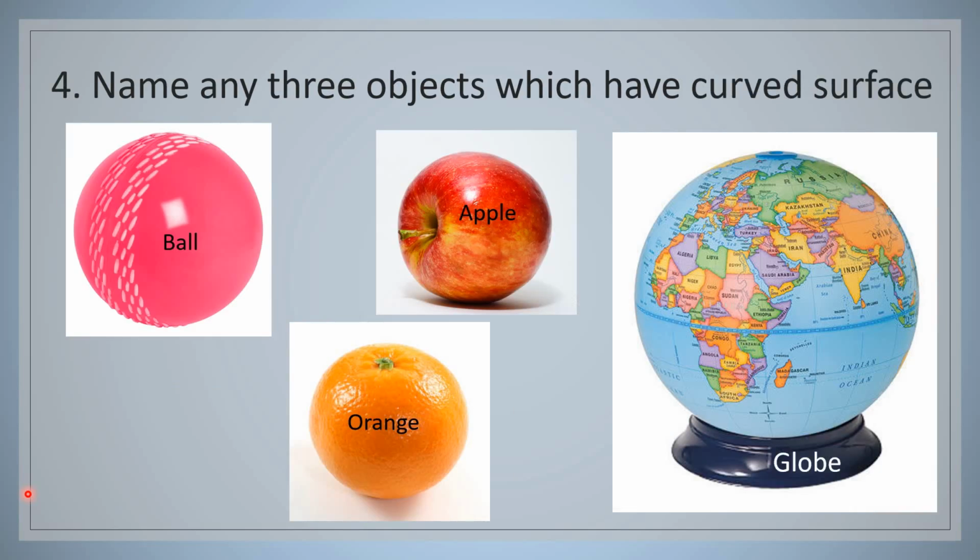Fourth one is name any three objects which have a curved surface. Always remember, a curved surface could be a sphere, or also a cylindrical shape. But here we are doing it in terms of spheres. The first one is a ball, apple, orange, or also a globe. It has a curved surface. You can write any three objects from these, or you can write any on your own as well.